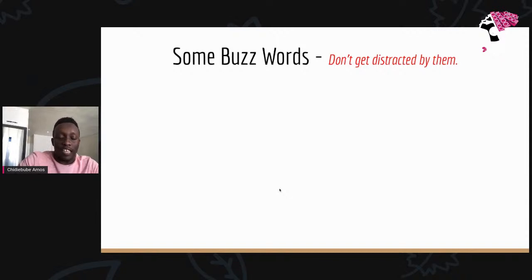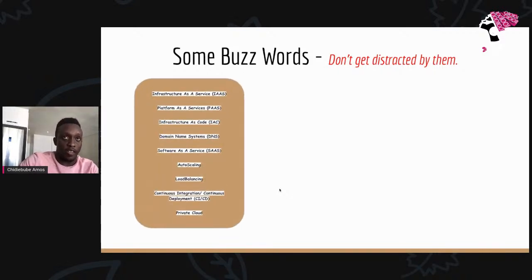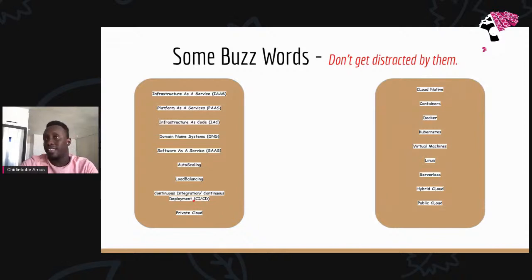Okay, as you start your journey in the cloud computing space or cloud engineering or SRE, as the case may be, there are lots of buzzwords you would hear. It's so much that if you focus on those buzzwords, you might end up missing out on what you should learn or what you should know. And what are these buzzwords? You will hear things like infrastructure as a service, PaaS, IaC, domain name service, SaaS, auto-scaling, load balancing, private cloud, public cloud, CI/CD. All of these words are things you would keep hearing every day in your journey.